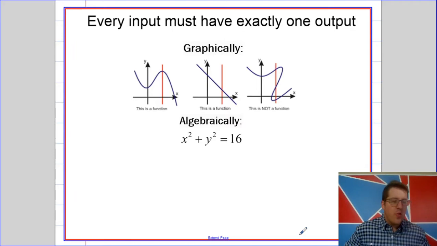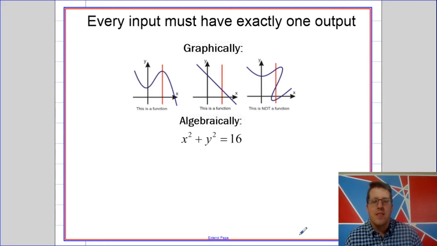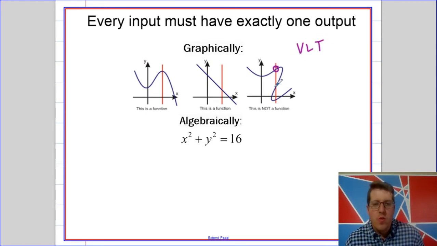So we have to go a little bit further with the definition of the function. There are a couple of rules that a function must conform to. First of all, every input must have exactly one output. So you learned this in Algebra 1 as the vertical line test. A vertical line that hits a graph in more than one place means that that graph is not a function. You also need to learn that algebraically. So for example, if I was solving this to say, is y a function of x, I would be getting y by itself.